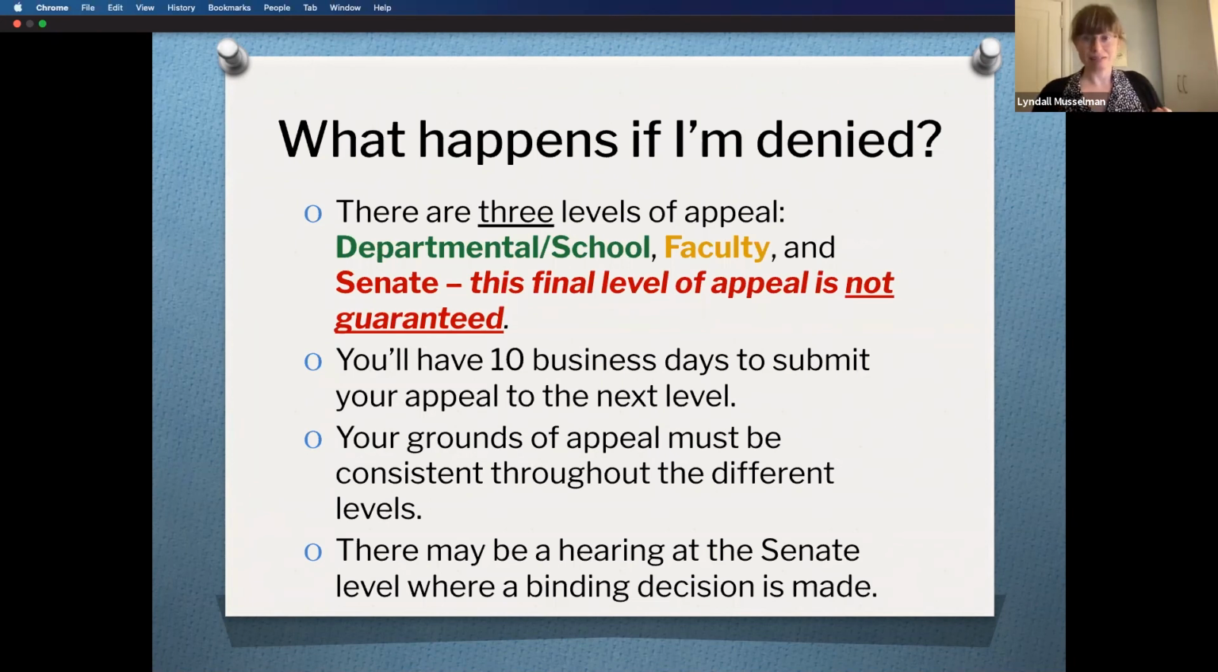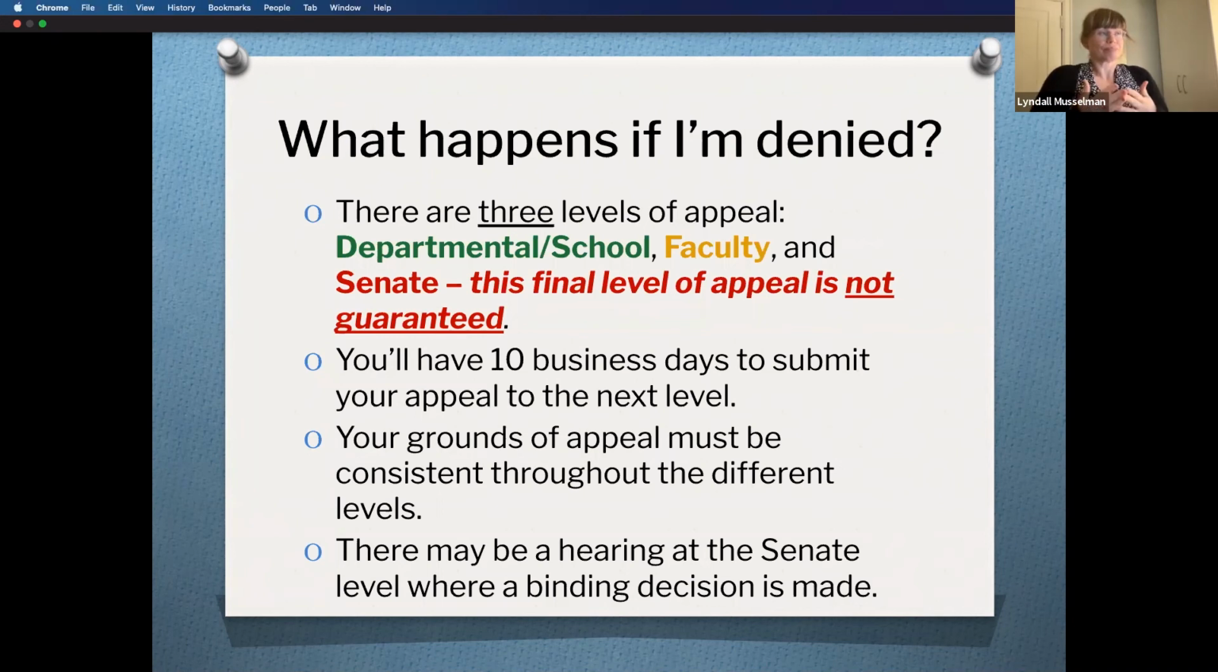If you're denied again, then you have the option to appeal to the Senate Appeal Committee, to the Senate level. This is a third and final level of appeal, but unfortunately, it's not guaranteed. That means there's a gatekeeper, basically. Someone in the Senate office is reading through and vetting your appeal submission to see if you meet the standards, the threshold for the grounds.